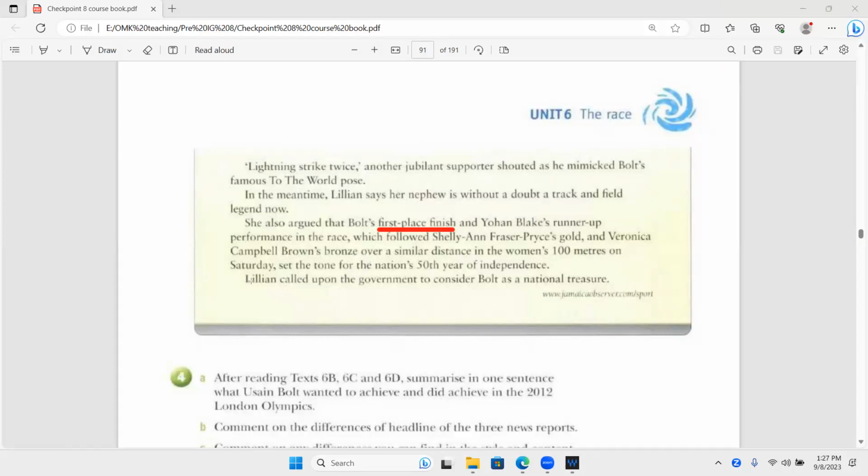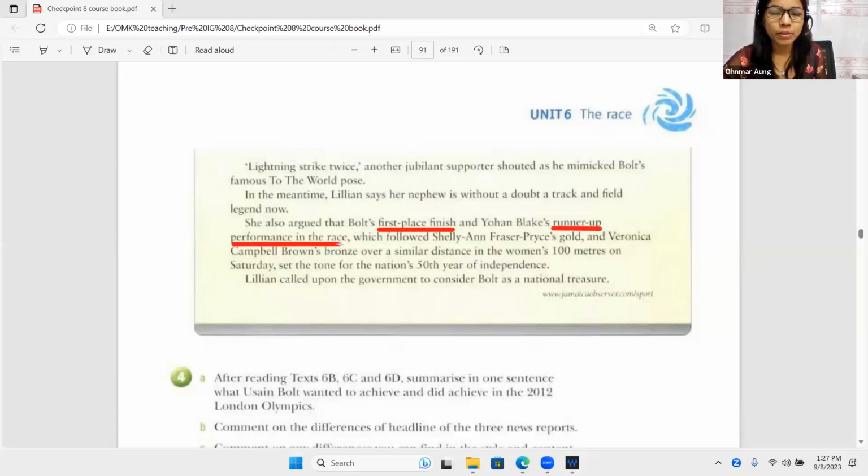I'm not sure if we can say this, but I think runner-up performance in the race. Runner-up performance in the race. Okay. Anything else? If we take into account this, it will be more than 2. Another one. Brown, bronze. So that is also the same, right?